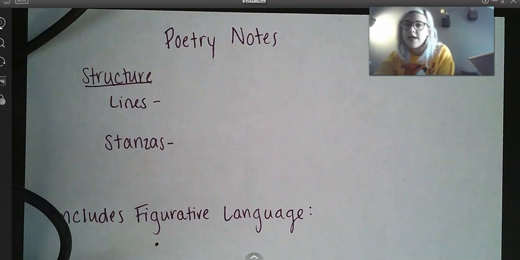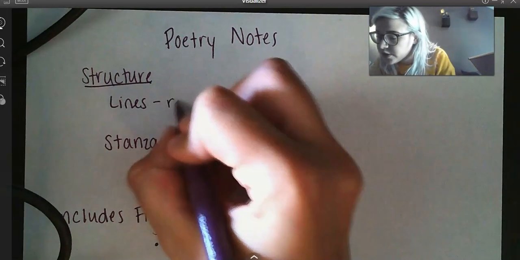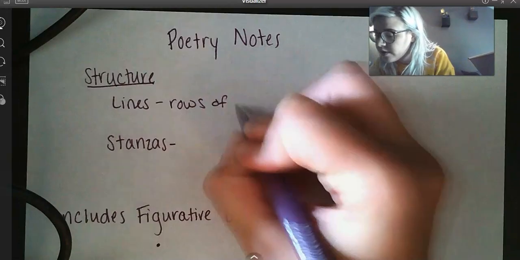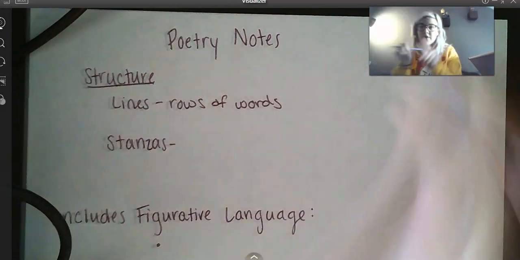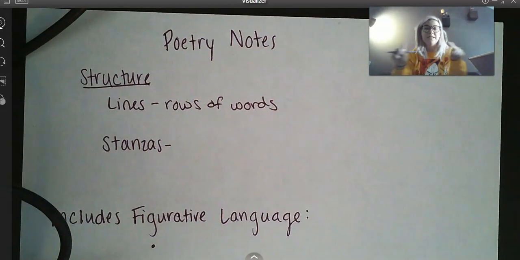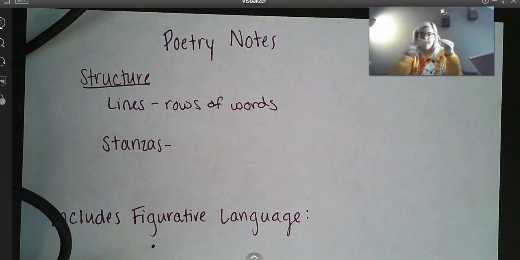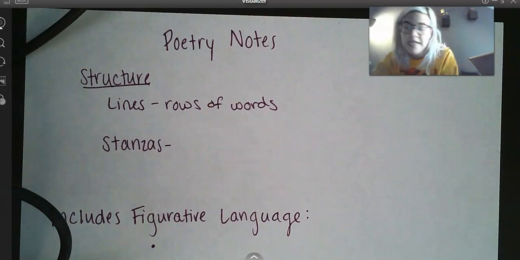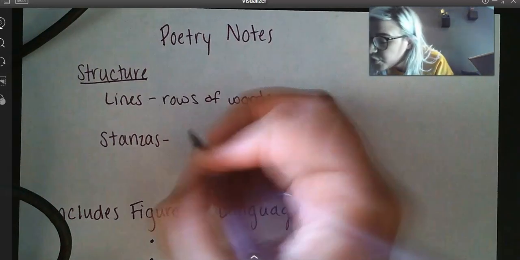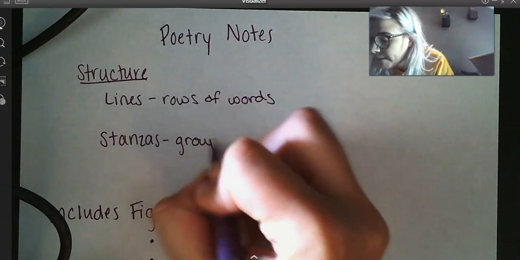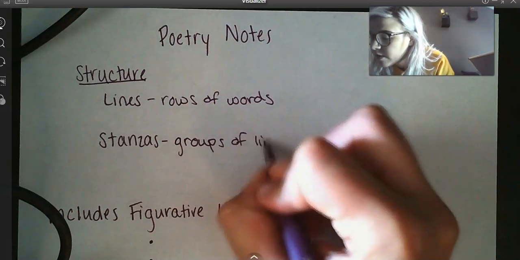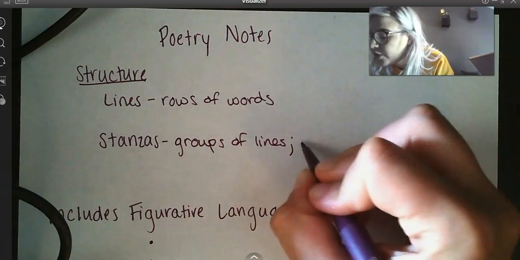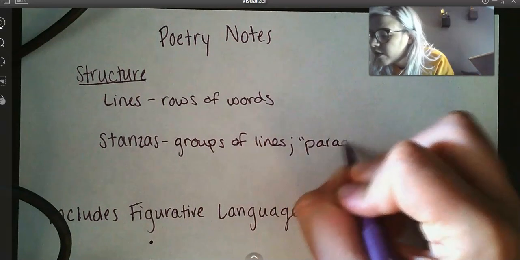In poetry, lines are the rows of words. Okay. So just any line that goes across. It doesn't mean that it's a complete sentence. Punctuation gets kind of funky with poetry. So your rows of words are your lines. Your stanzas are groups of lines. You can also think of it as the paragraph of a poem.